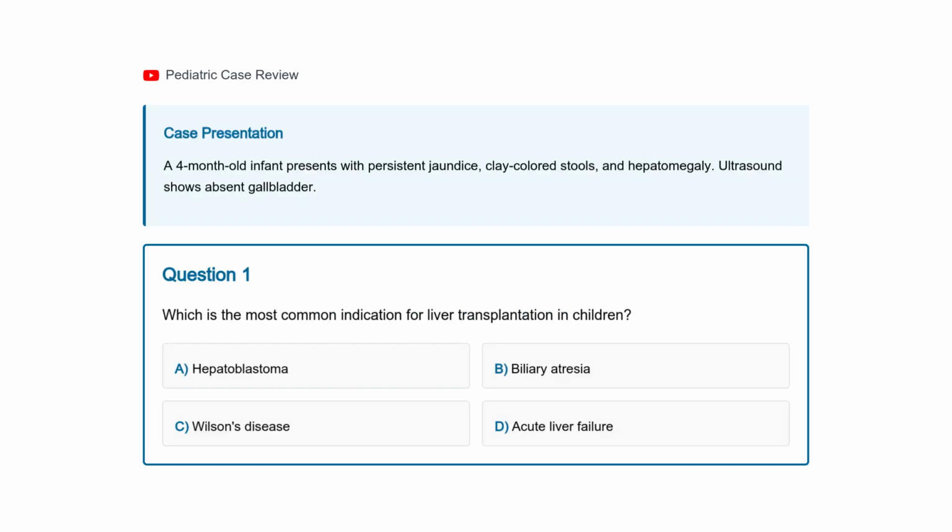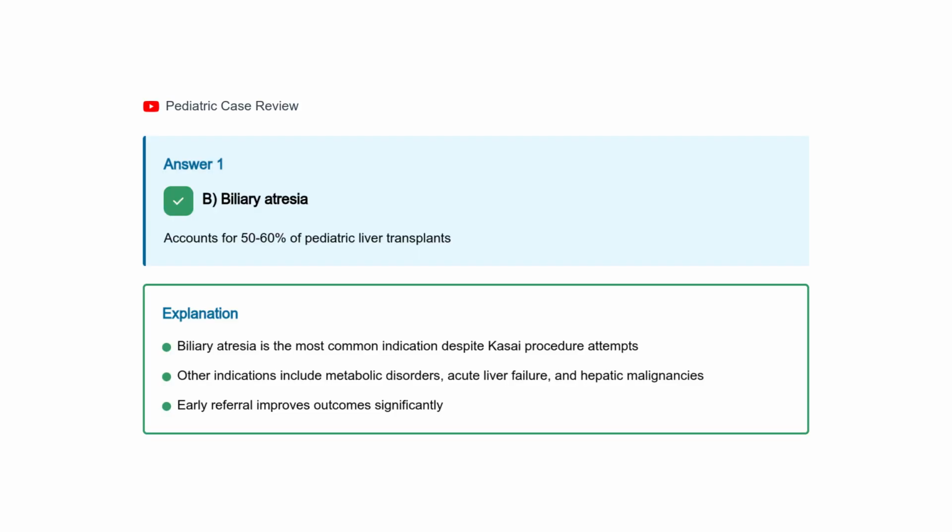A 4-month-old infant presents with persistent jaundice, clay-colored stools, and hepatomegaly. Ultrasound shows absent gallbladder, which is the most common indication for liver transplantation in children. Option A, hepatoblastoma. Option B, biliary atresia. Option C, Wilson's disease. Option D, acute liver failure. The correct answer is B, biliary atresia.